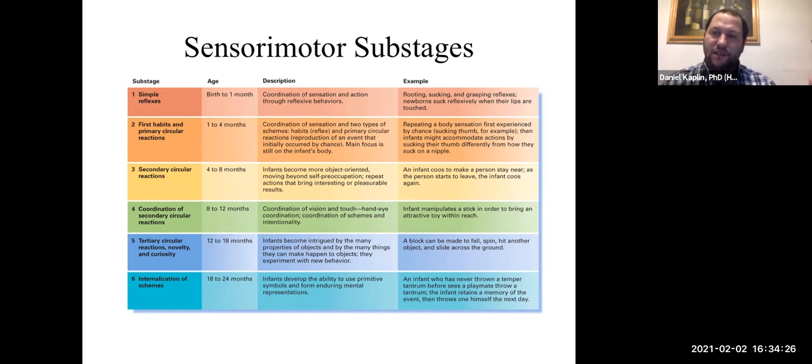Secondary circular reactions, which start to occur at about 4 to 8 months, right? Secondary circular reactions, now we're using our body to manipulate something outside of itself, to manipulate something in the environment, whether it be to take a sippy cup and drop it on the floor. Now, anyone who has kids has probably seen this on replay over and over and over. You have an infant that's about 6, 7 months sitting in a high chair. You give them a sippy cup. What do they do? They drop it on the floor.